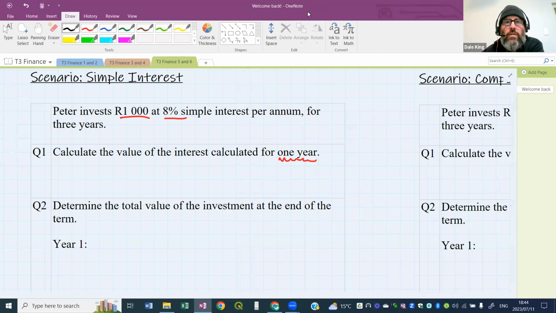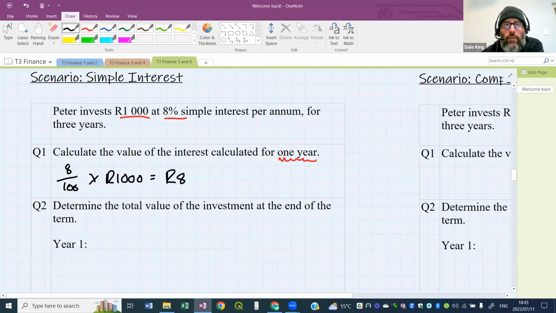And tell me what the answer is. All right, 80. Okay, very good. So 8%, like we did previously, of 1,000 Rand is 80 Rand. Okay, simple as that. All right, simple as that.